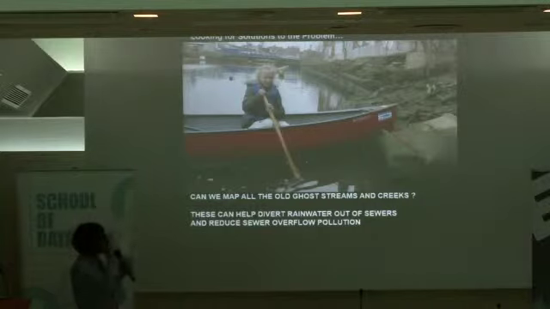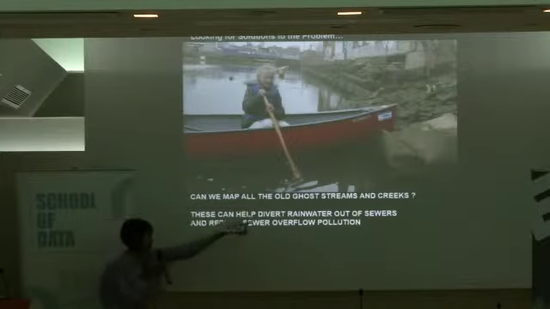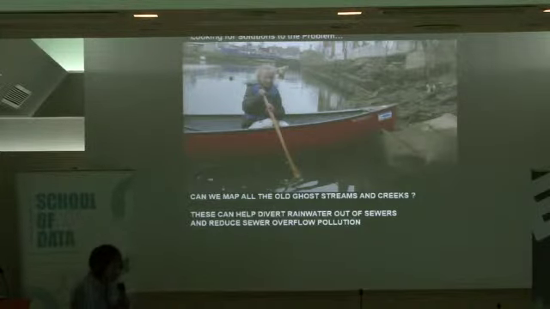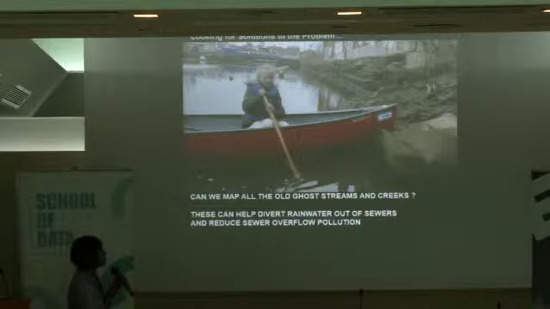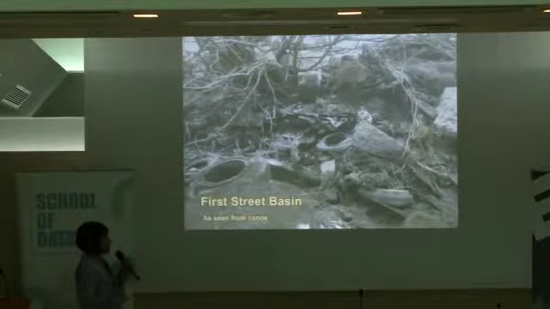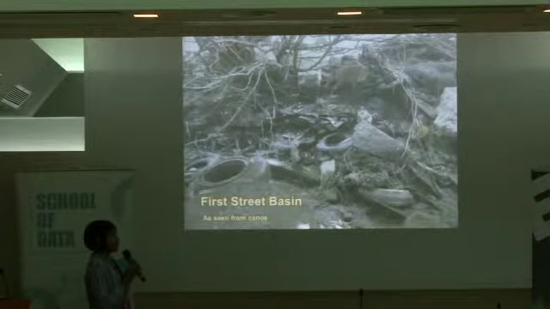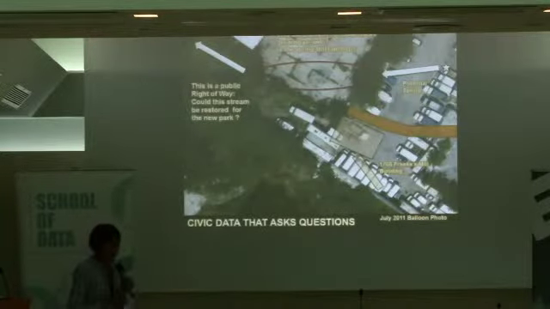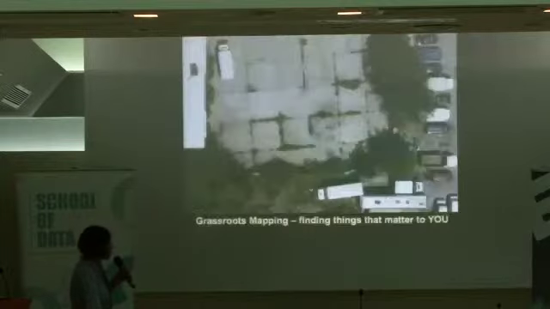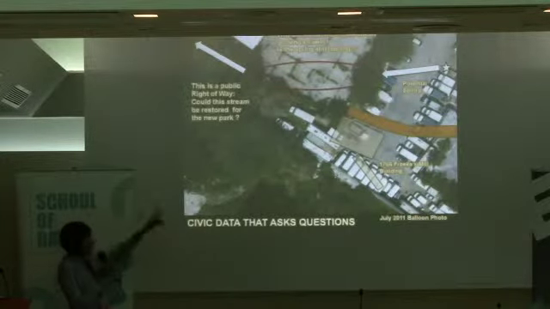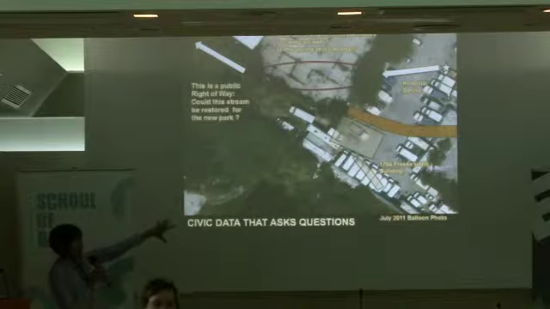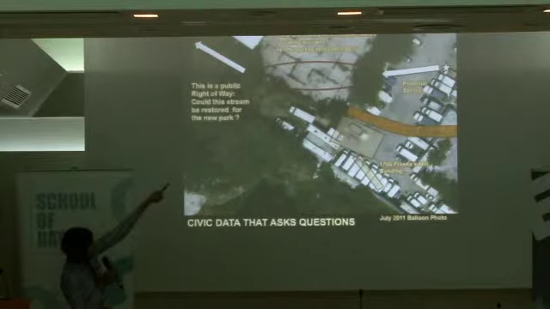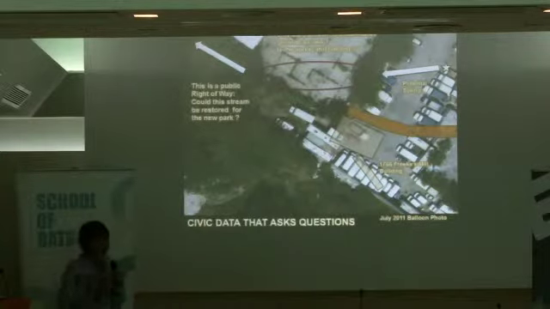So here's one of the programs I was telling you about. We want to map the old streams and creeks. Can we do that using the maps? From the outside, you'd never think that there is a small stream flowing out of this. But using a kite, you do. Why? Because you can see certain patterns from above that you can't see from the ground. Why is there grass growing in the concrete over there, for example?